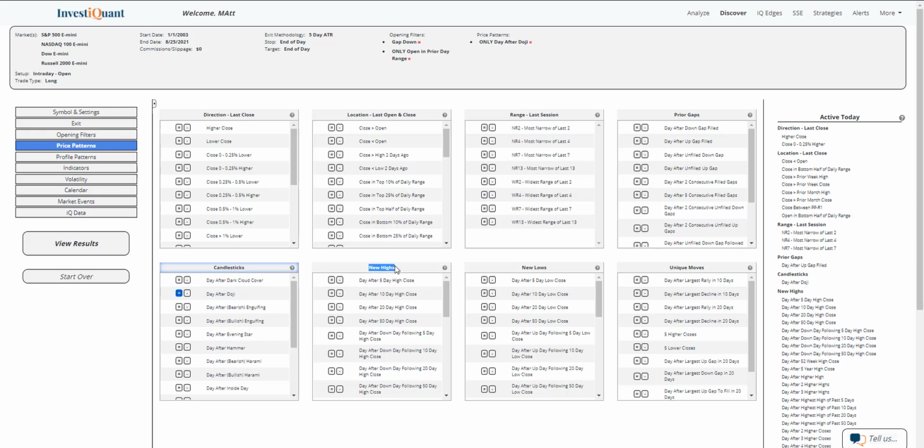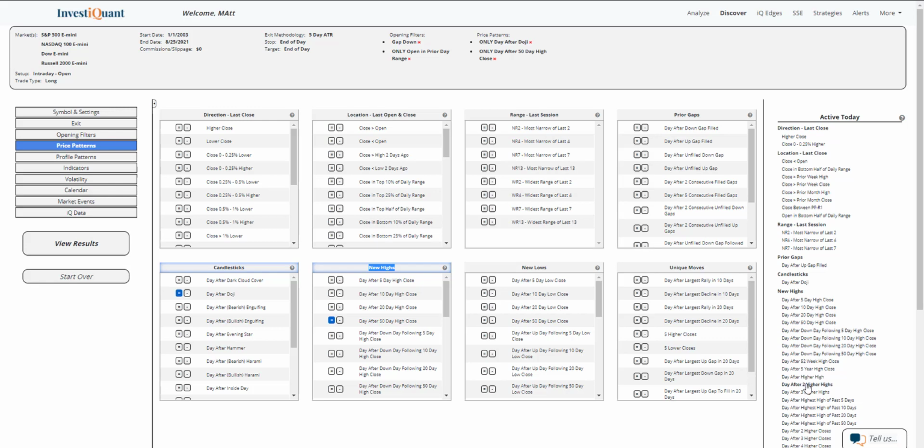So I'm just going to hop over this next one to the right, the new high section, go down. I'm going to grab day after a 50-day high. You could use 5, 10. You could use any of these. They're all true for yesterday. You could scroll down and do a 52-week high, or you could grab them from the active today section. They're all available over here as well.